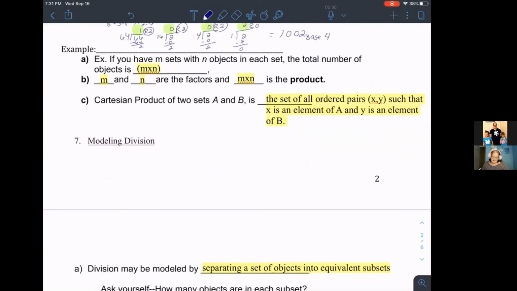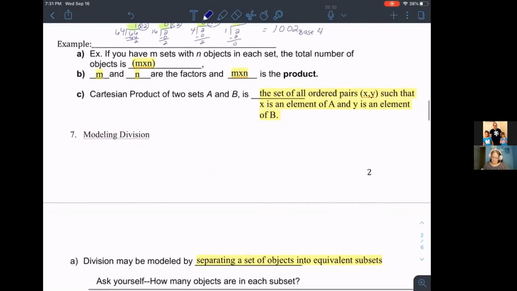Next, A says, example, if you have M sets with N objects in each set, the total number of objects is M times N. B, M and N are the factors and M times N is the product. The Cartesian product of two sets A and B is the set of all ordered pairs X and Y such that X is an element of A and Y is an element of B.